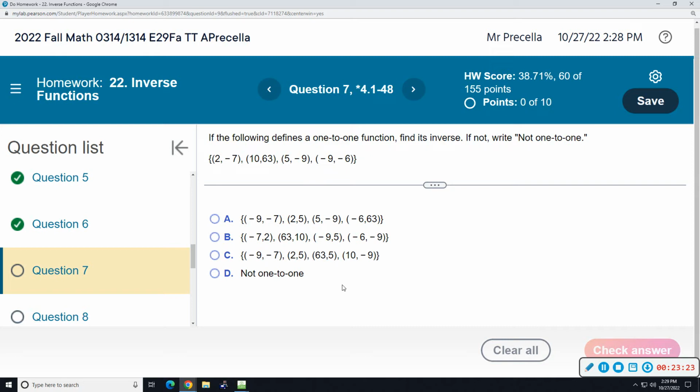Everything's so fast. The answer is B. Well, okay, let's make sure it's 1 to 1. Looking at the y values, negative 7, 63, negative 9, negative 6. It is 1 to 1. And so, which one did you say it was? B. B, let's check. That's 7, 2. 10, 63 becomes 63, 10. This is looking good. 5, negative 9, negative 9, 5. Negative 9, negative 6, negative 6, negative 9. Yes, B, I agree.